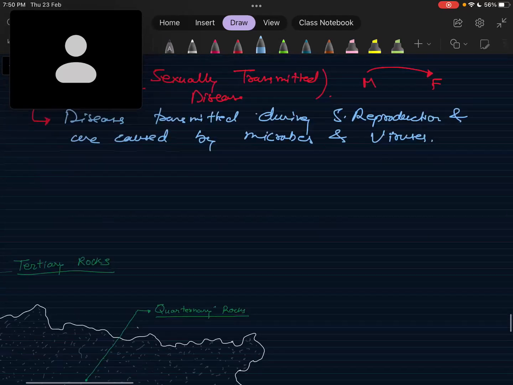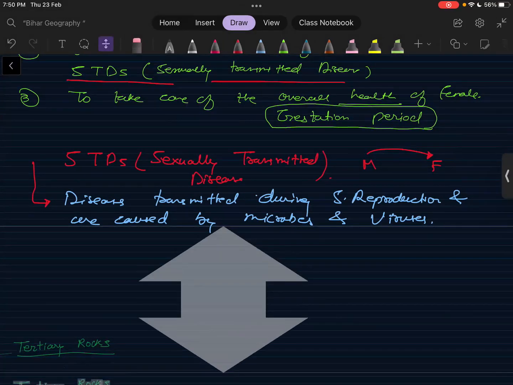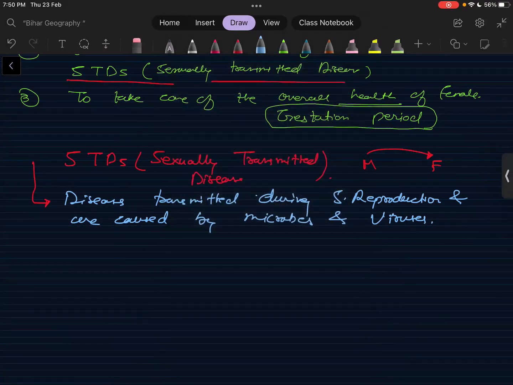So, sir, if a partner is having a virus or something like that, will it also be transferred to another partner? Exactly. That's why the name is sexually transmitted disease. It gets transferred from one partner to another. And another thing about them is they can be transmitted via sexual contact only. They are spread by sexual contact only.